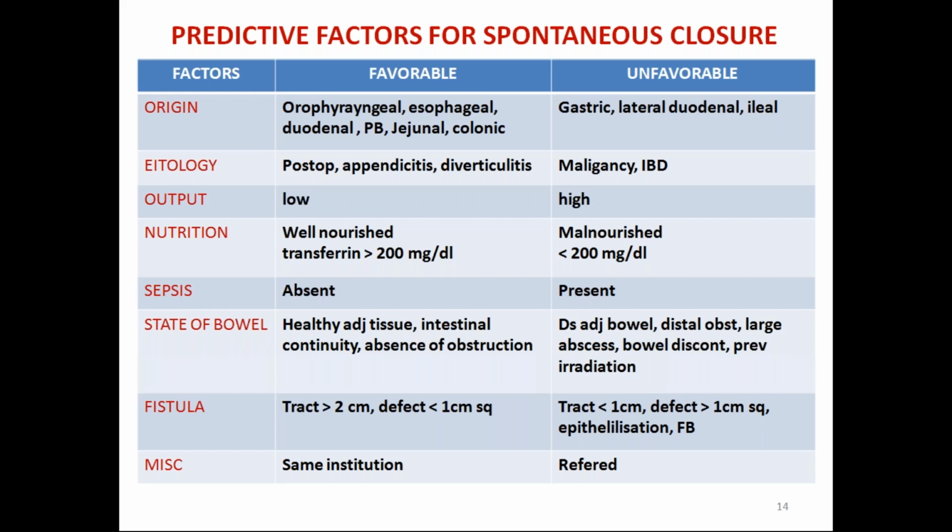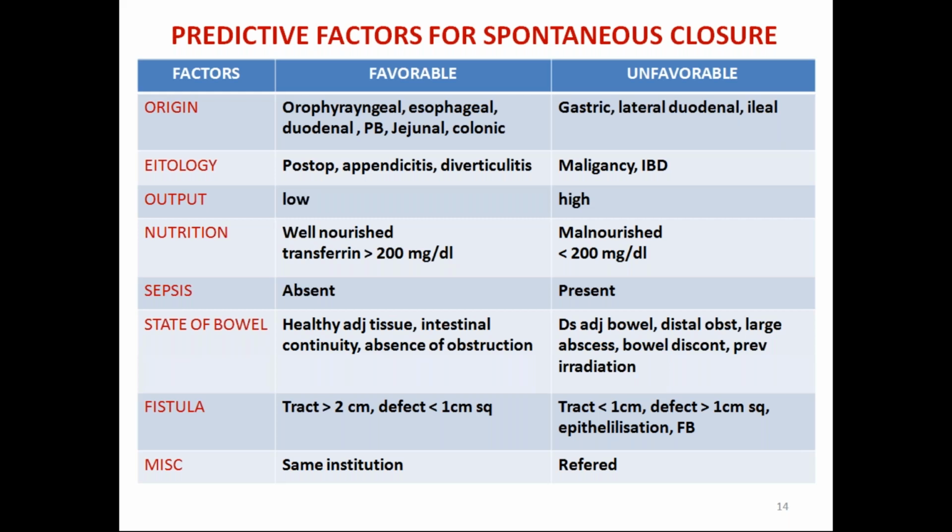Predictive factors for spontaneous closure. What are the favorable and unfavorable causes? They are divided based on origin, etiology, output, nutrition, sepsis, bowel state, fistula, and most common sites and treatment site. Origin: if it is oropharyngeal or esophageal, duodenal or jejunal, and colonic, then it is more favorable for treatment. Unfavorable is gastric, lateral duodenal, and ileal. If the patient has any gastric fistulas, they will have less chance of healing spontaneously.